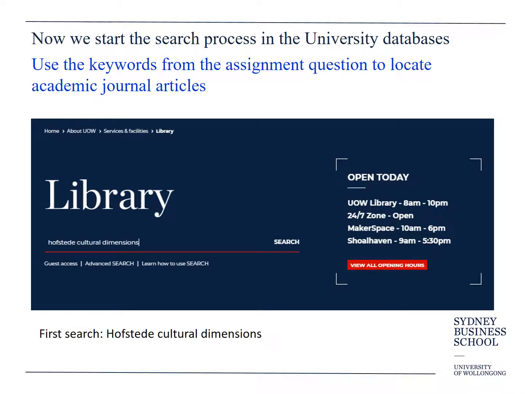We now start the search process at the university databases. So we use the keywords from the assignment question to locate those academic journal articles. The first example of my first search is I type in Hofstede Cultural Dimensions. Let's run this search.